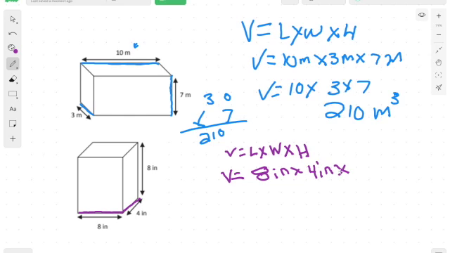Times, and my height is going to be how tall it is. So how tall is it? 8 inches. So this becomes 8 inches. Oh, maybe if I turn this thing around, it'll be easier to work with. I'm going to try something else. Okay, now that means 8 times 4 times 8. Well, what is 8 times 4?